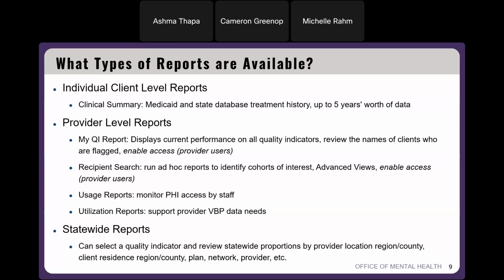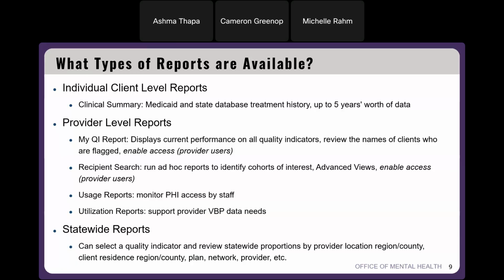Similarly, for recipient search, you can run ad hoc reports to identify cohorts of interest. You can also look at a list of recipients in different advanced views, which will show you different information that you may be interested in. If you have provider level access, this is where access would need to be enabled to get access to the clinical summary information from there.